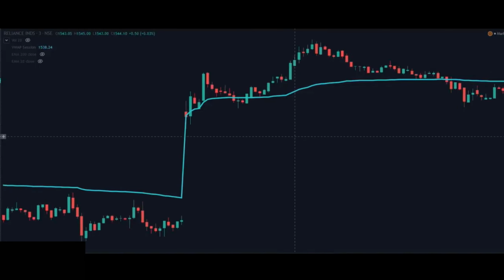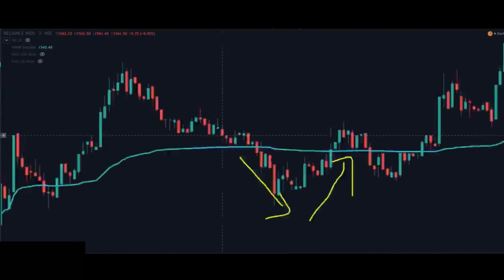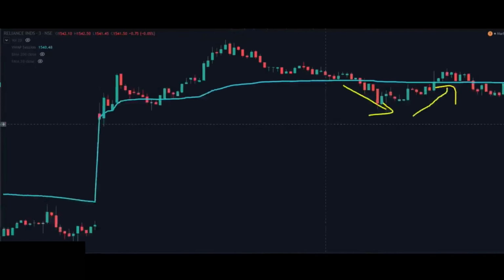If the price breaks below the VWAP line, you should wait and see if the price continues in the downward direction. A good rejection of price at the VWAP can be used as an indication that VWAP is now acting as a support, and price can fall further down.